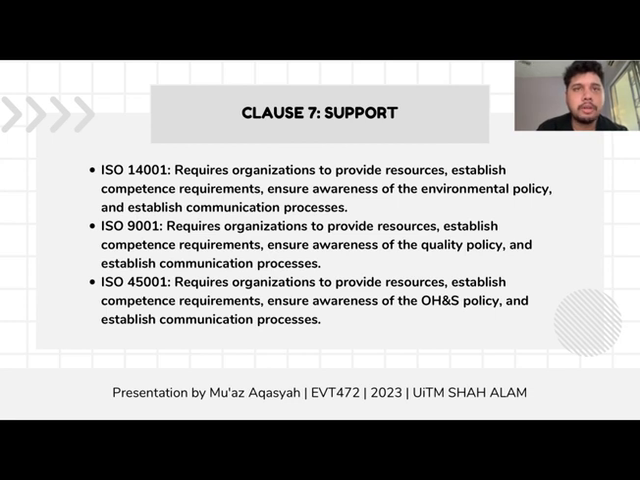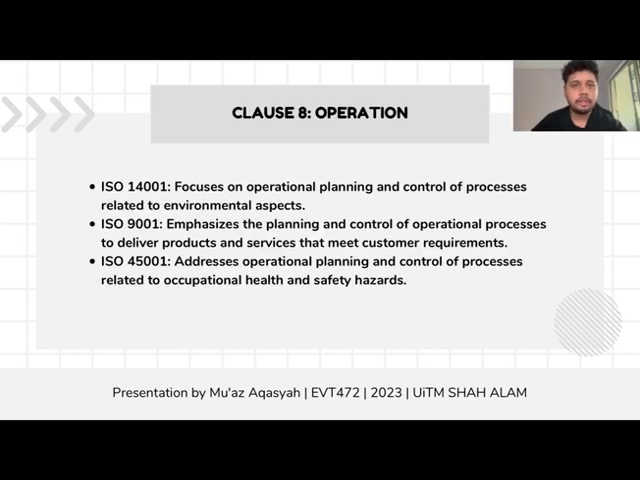For clause 7, which is support, the similarities of ISO 14001, ISO 9001, and ISO 45001 are that common elements across the three standards include resource management, competency, awareness, communication, and documented information. For clause 8, which is operation, for ISO 14001, it focuses on operational planning and control of processes related to the environmental aspect. While ISO 9001 emphasizes the planning and control of operational processes to deliver products and services that meet customer requirements. For ISO 45001, it addresses operational planning and control of processes related to occupational health and safety hazards.